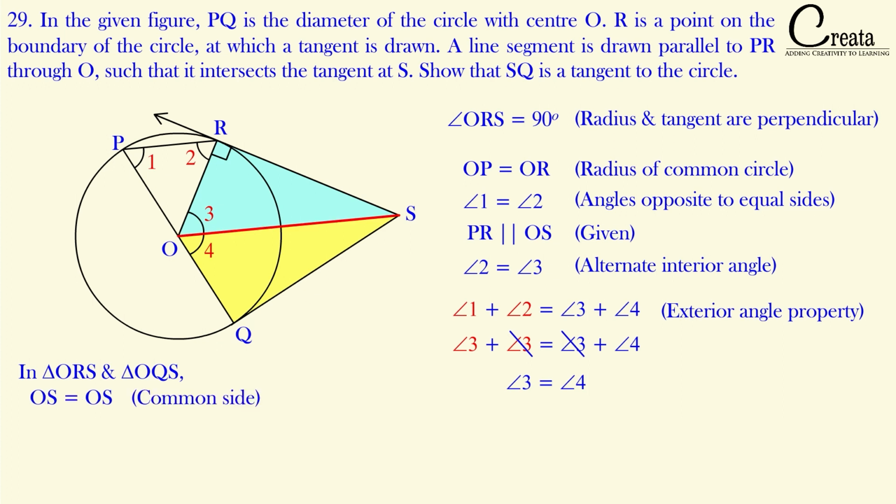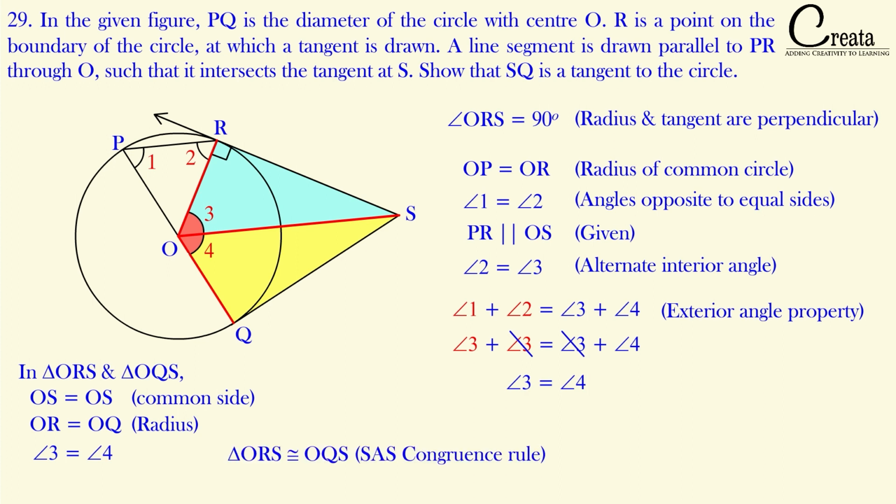Here OS is a common side. In both the triangles, we are getting OS as a common side. OR and OQ, these two are the radius of the circle. The radii of a common circle are equal to each other. So OR and OQ will be equal to each other. Further, just now we have proved angle 3 and angle 4 are also equal to each other. So by side angle side criteria, we can say both the triangles are congruent to each other. These two sides are equal, these two angles are equal, and these two sides are also equal. Side angle side criteria, both the triangles are congruent to each other.